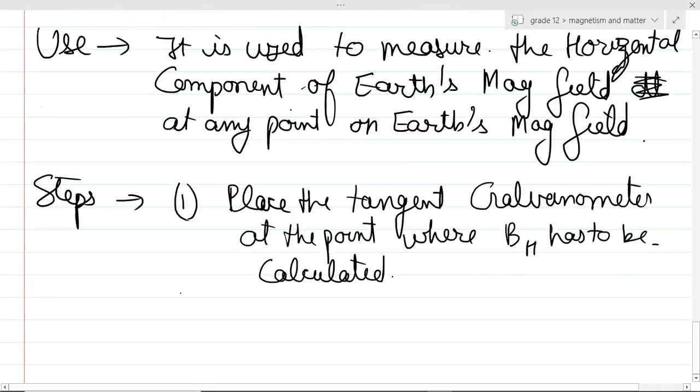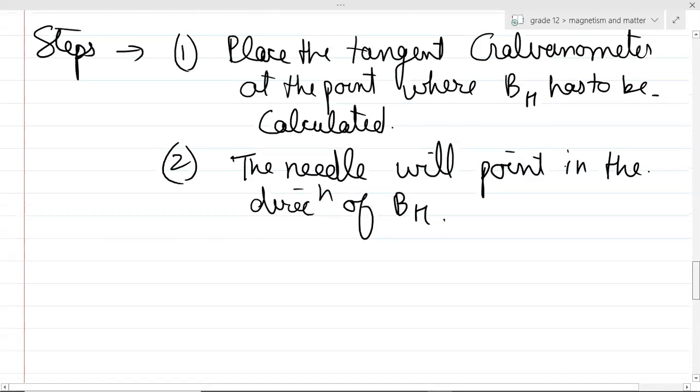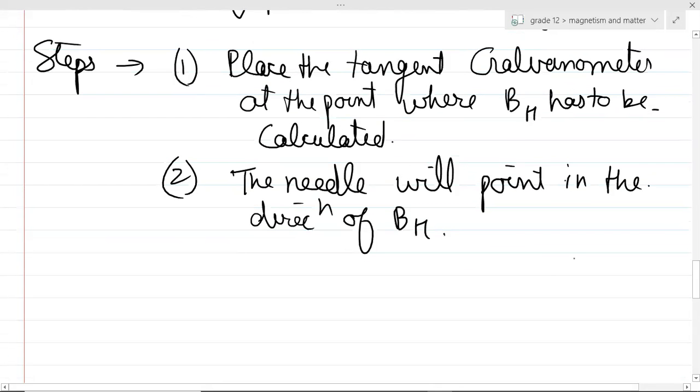Now after this, what will you do? As soon as you've done that, the needle will point in the direction of BH. Will the needle point in this direction? Yes or no? Guys, you don't need to write the steps, just understand. So place the tangent galvanometer where you want to calculate BH, then the needle will start pointing in the direction of BH. Yes or no?